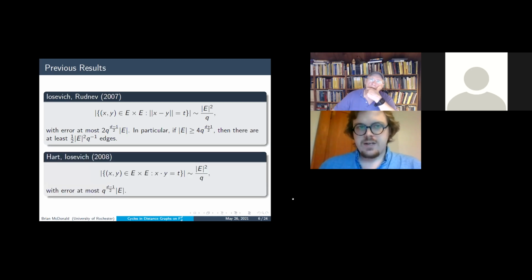A year later, from Hart and Iosevich, we have an analogous result for the dot product case. Once again, we're counting the edges on the dot product graph in this case. Heuristically, this main term is what we should expect because the number of pairs of points in E is the size of E squared. If you pick an arbitrary pair of points in F_q^d at random, then you have a probability of 1 over q that they have distance t. So these are heuristically what we would expect anyway.